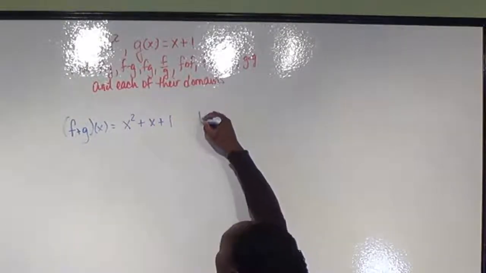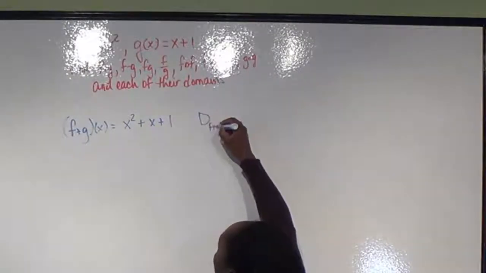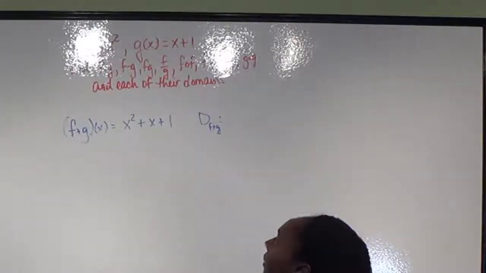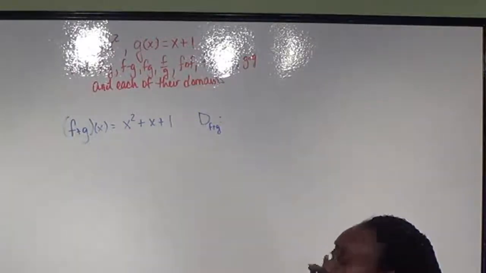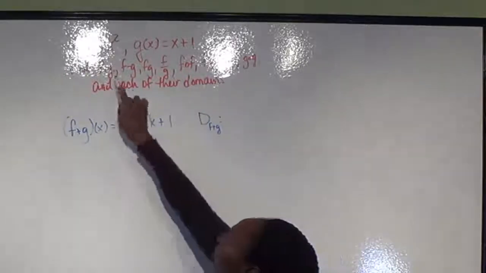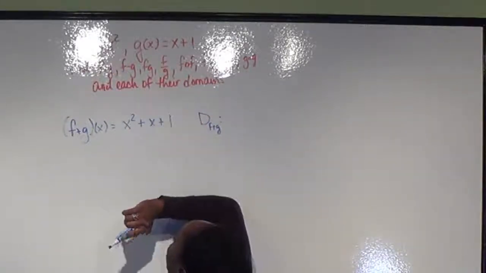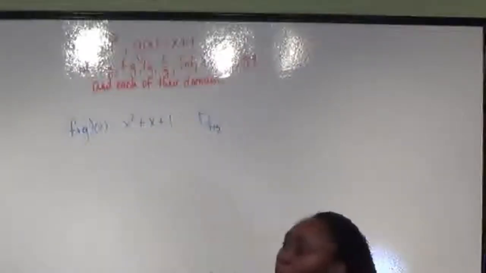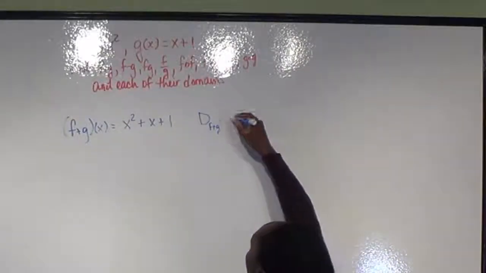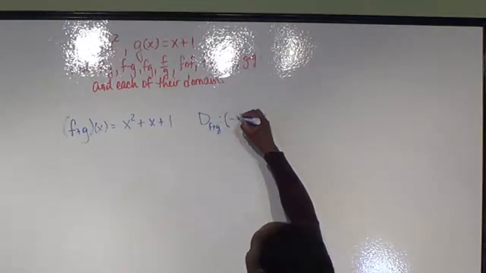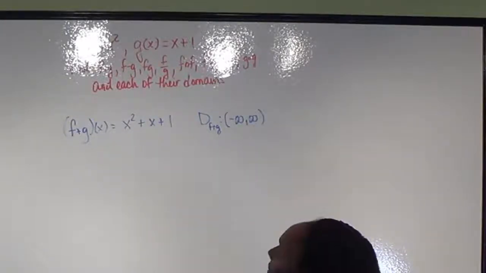And my domain for f plus g is just going to be the intersection of the two. Well, if I look at x squared, my domain there is all real numbers, and x plus 1, my domain there is also all real numbers. So here again, my domain is all real numbers.